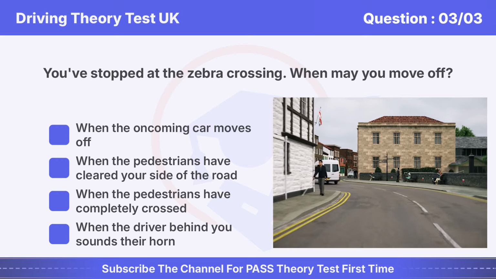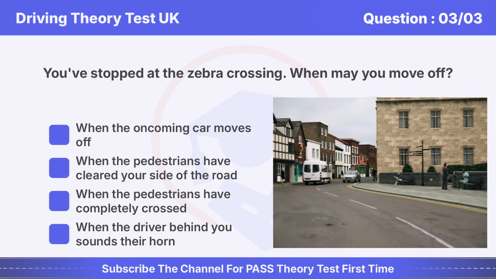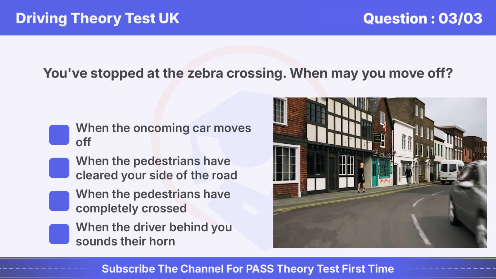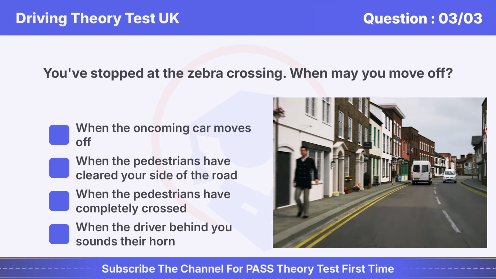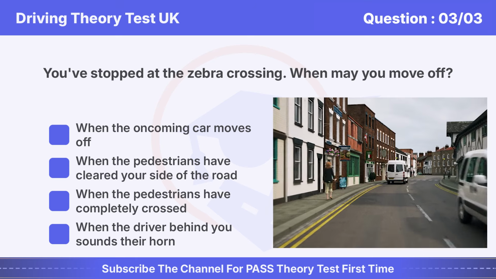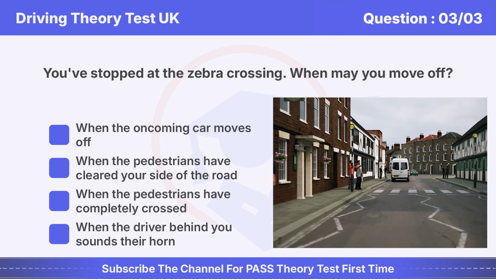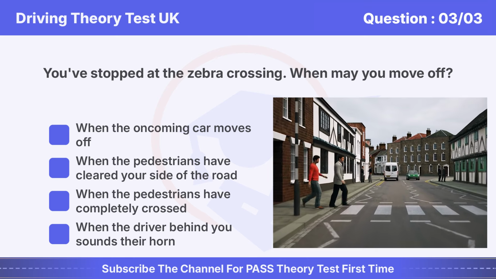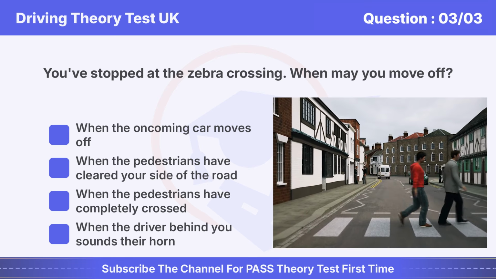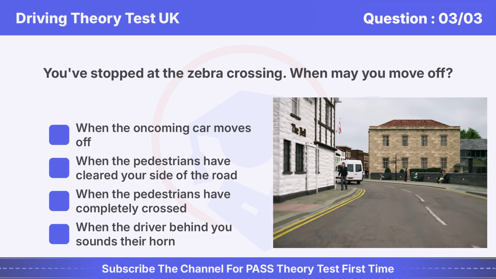Question 3. You've stopped at the zebra crossing. When may you move off? Option A. When the oncoming car moves off. B. When the pedestrians have cleared your side of the road. C. When the pedestrians have completely crossed. D. When the driver behind you sounds their horn.